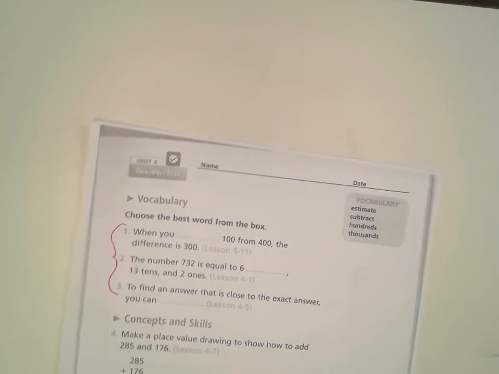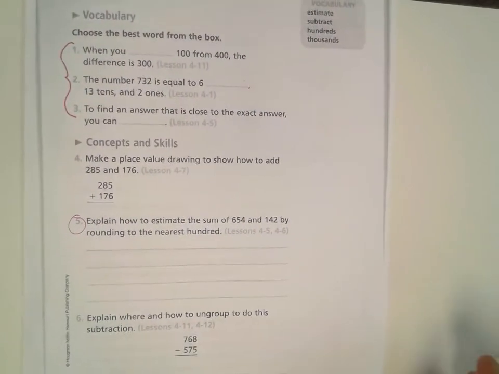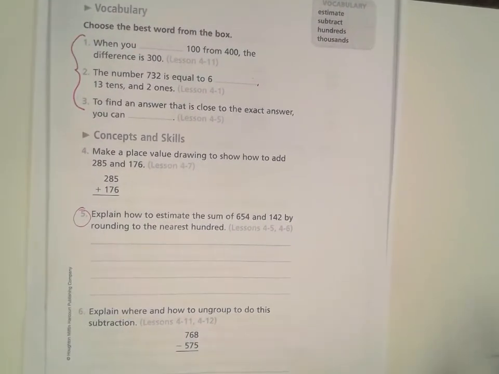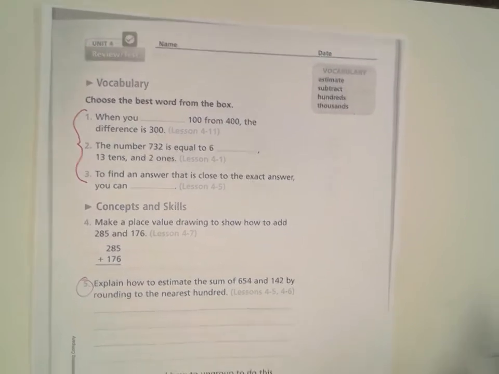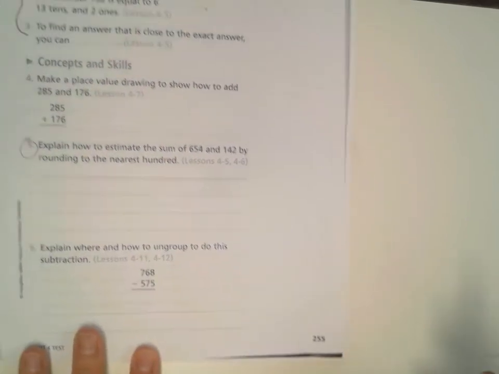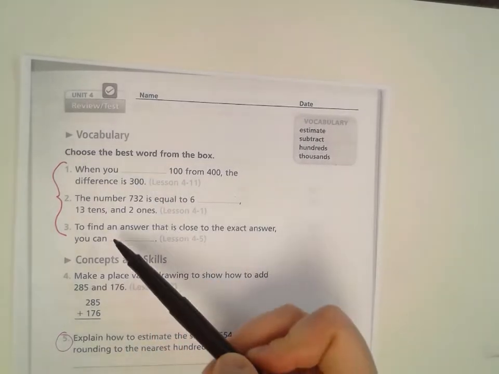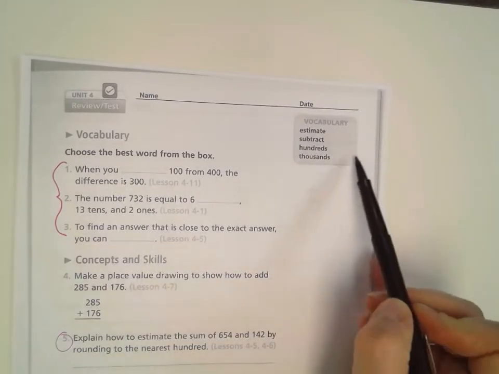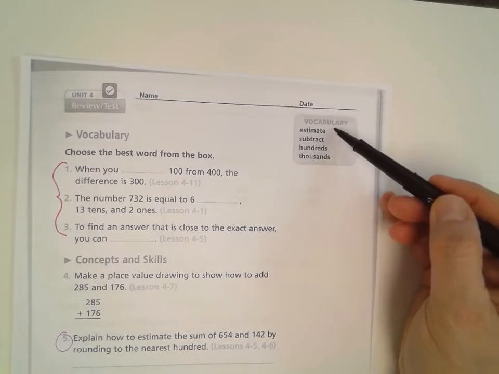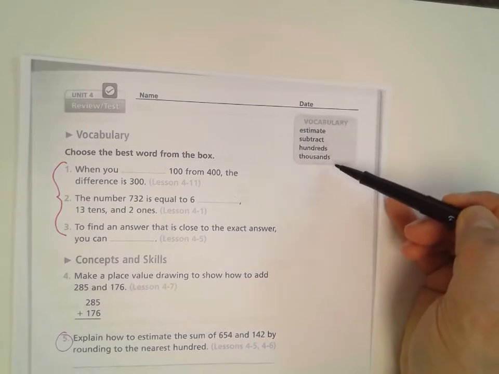Okay, so go grab your workbook if you haven't already. Put me on pause if you need to. Okay, again, it's page 255. We will work on this together. So I'm going to start with the first three because there is some vocabulary over here: estimate, subtract, hundreds, and thousands.